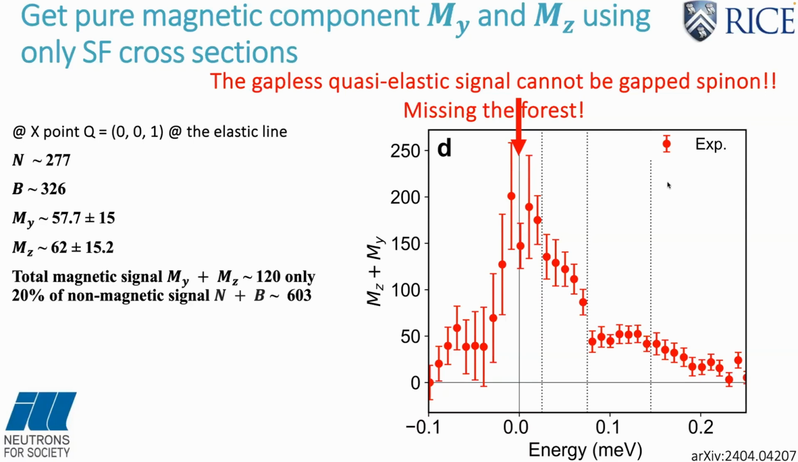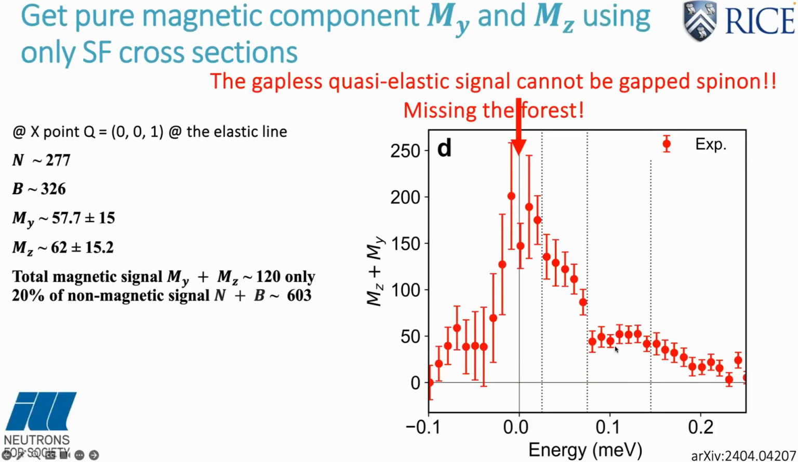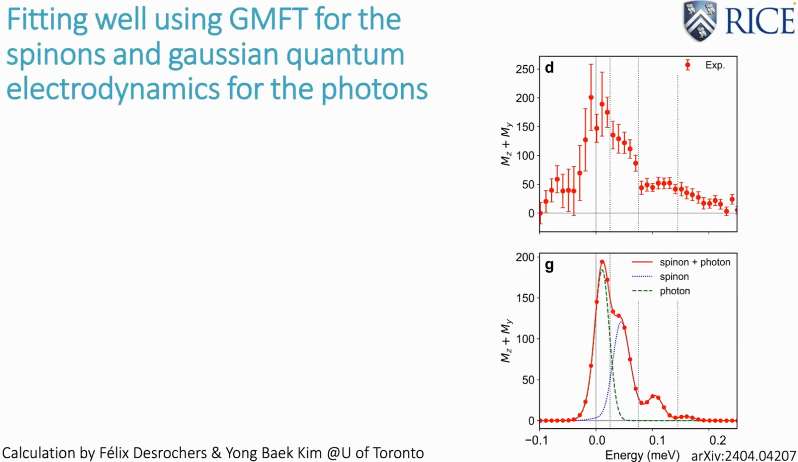To our surprise, we observe this gapless quasi-elastic signal, which cannot be the gapped spinon. Previously, the gapped spinon was observed around 0.1 meV, which is much smaller than the signal at the quasi-elastic line, which means that previous experiments all missed the forest.